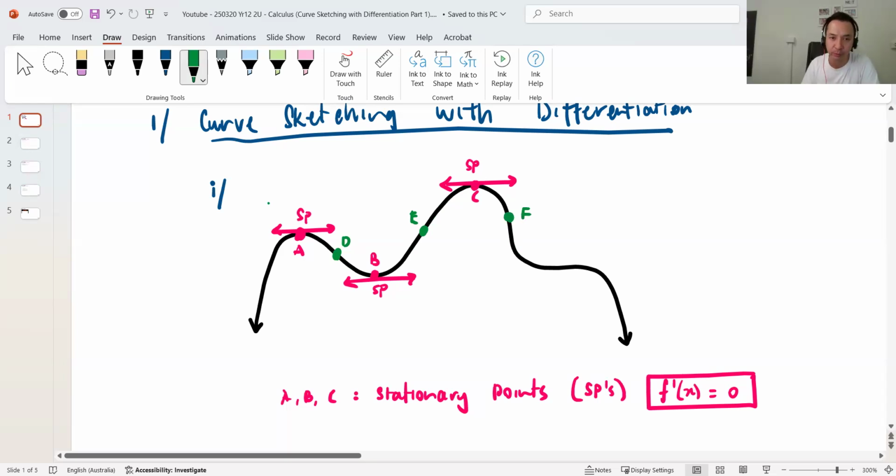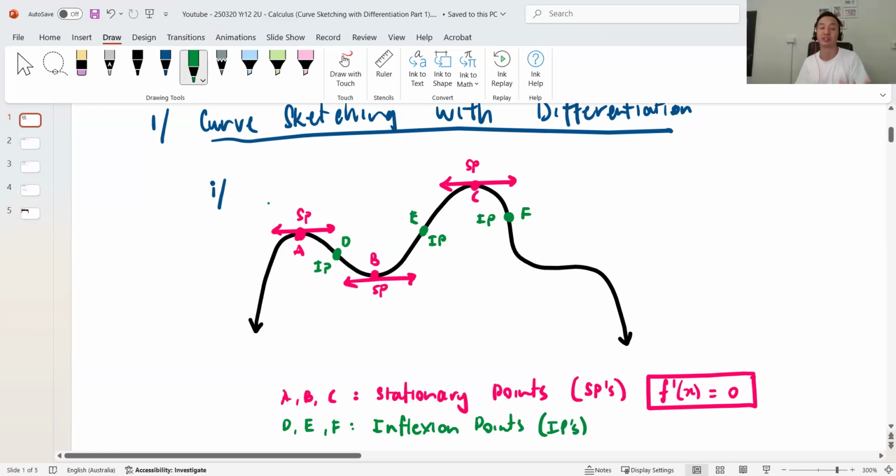Now, three mood swings, they're all inflection points, IPs. An IP there, an IP there. So for D, E, and F, we'll say inflection points or IPs. And inflection points happen when the concavity function, the second derivative, is zero. So when f double dash equals zero.